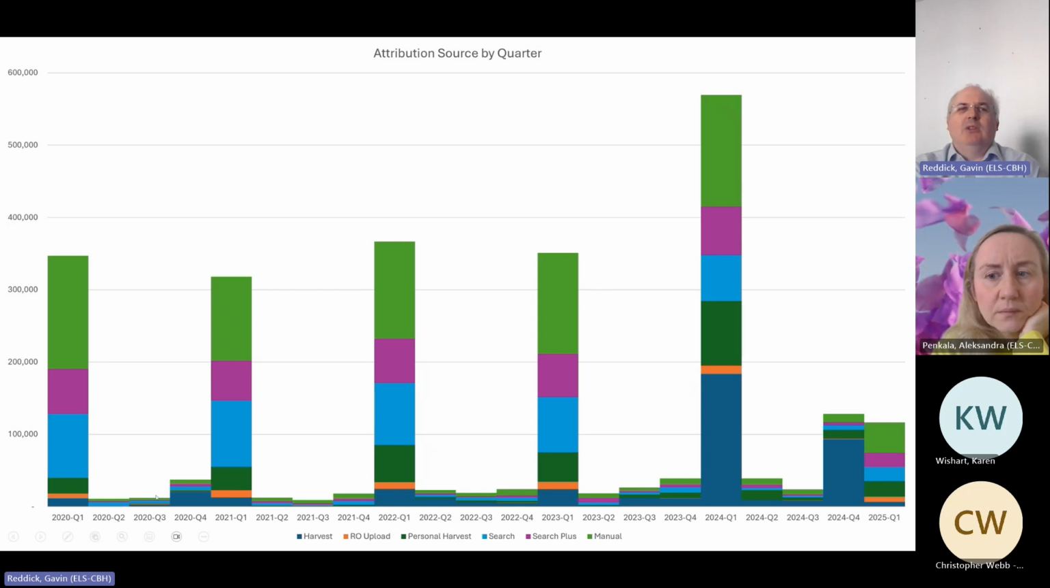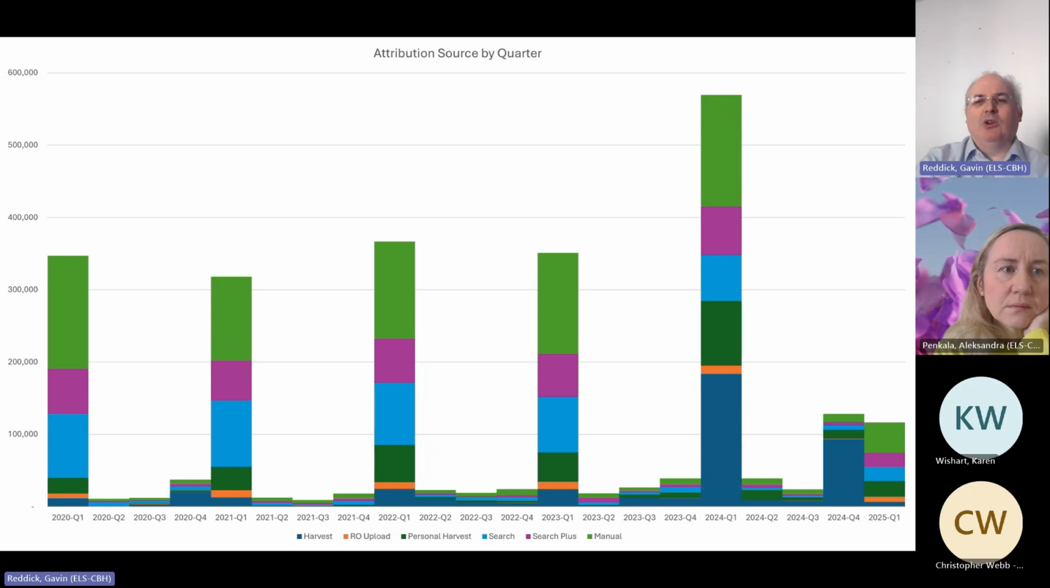But if you look at Qs 2 through 4, last year in particular, there was a lot more activity going on during Qs 2 through 4, and in particular Q4, and a large amount of harvesting was taking place at this time. So some of the harvesting that in previous years would have been caught up in Q1 has actually already been caught in Q4.